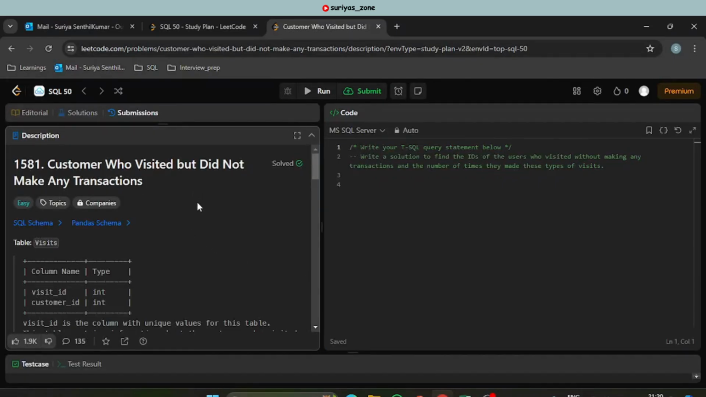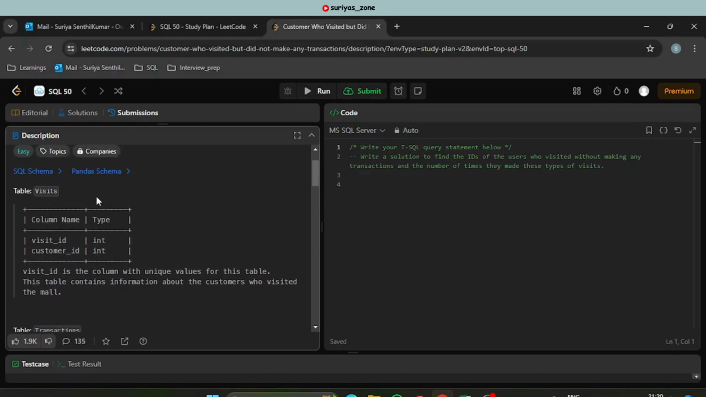So today we are at day 8 of our 50-day SQL challenge, and the problem name is 1581, customer who visited but did not make any transactions. Okay, and here we have two tables. One is the visits table, which has attributes like visit ID and customer ID. Here they have mentioned the details about the table, like visit ID is the column with unique values for this table. This table contains information about the customers who visited the mall.